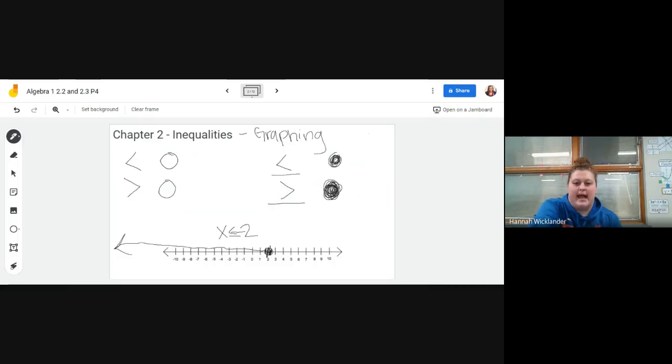So it's saying that x can be any of these numbers that the line is on front of, including 2. But if it's an open circle, that means we can't include it. Okay? Any questions on how I graphed, or need me to do it again?